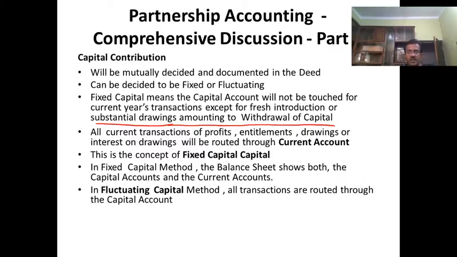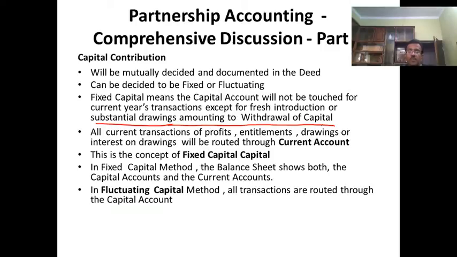All current transactions of profits, entitlements, drawings or interest on drawings will be routed through the current account. Okay. So, when the fixed capital method is used, that means the capital account is fixed. The capital amount is fixed. You will not touch it except for a fresh introduction which has come during the year, or if there is so heavy a drawing that it will tantamount to withdrawal of capital.